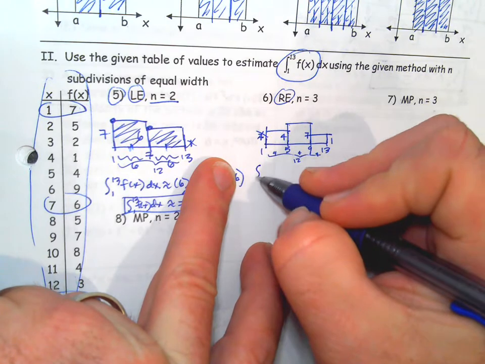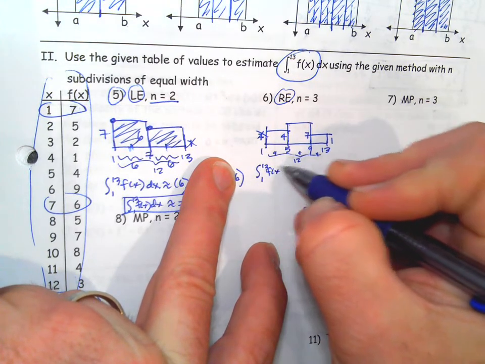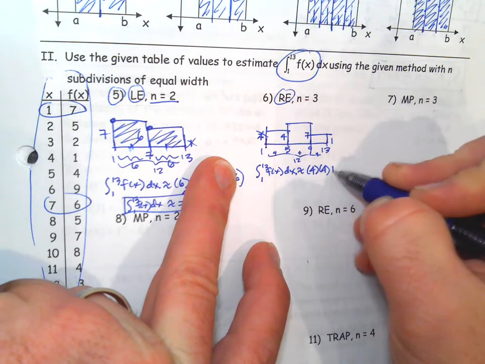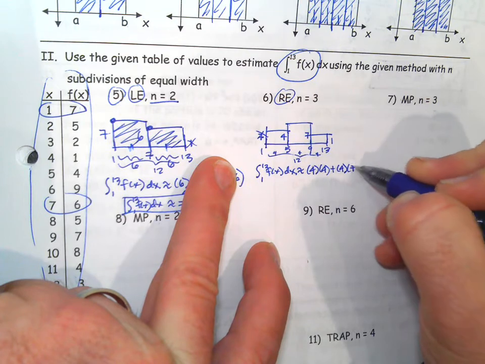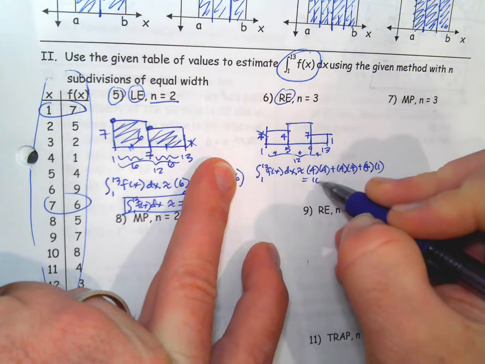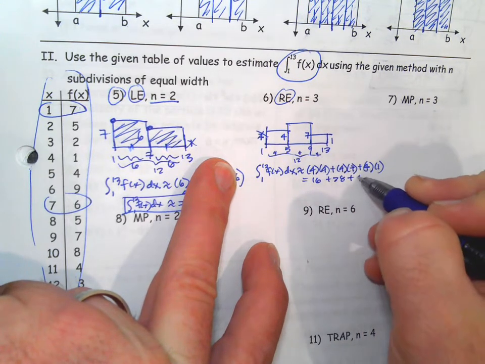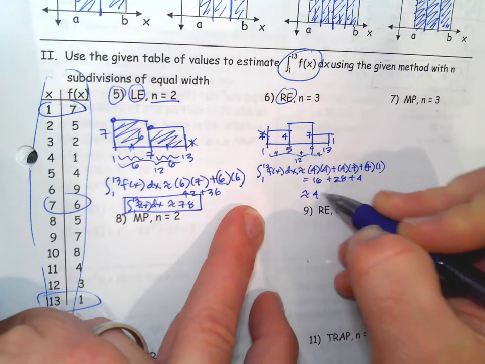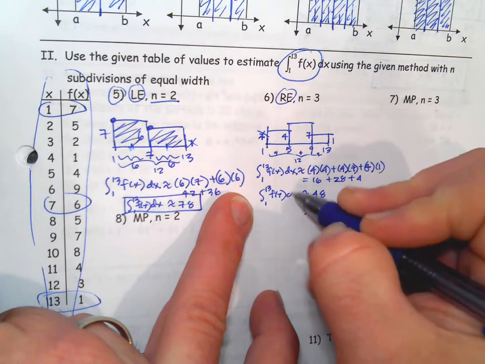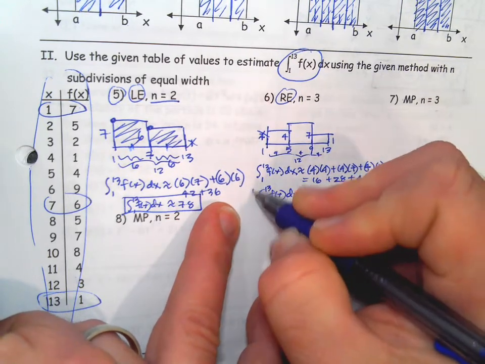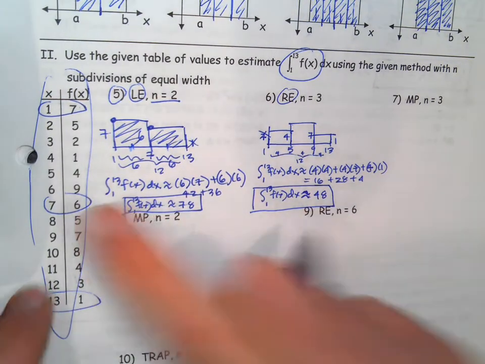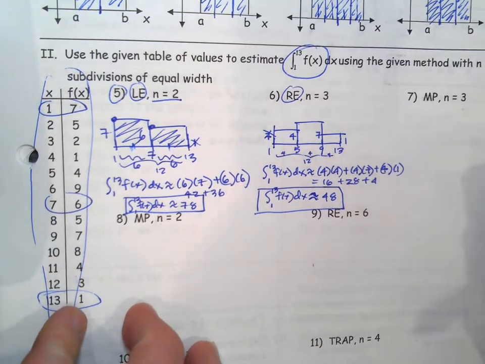So the integral from 1 to 13 of f of x dx is approximately 4 times 4, 4 times 7, 4 times 1. So that's 16 plus 28 plus 4, which is 48. So that's our integral from 1 to 13 of f of x dx, and using this symbol right here is the most appropriate symbol. This is a rough answer. In fact, these are estimating the same function over here. Different techniques, different numbers of slices.